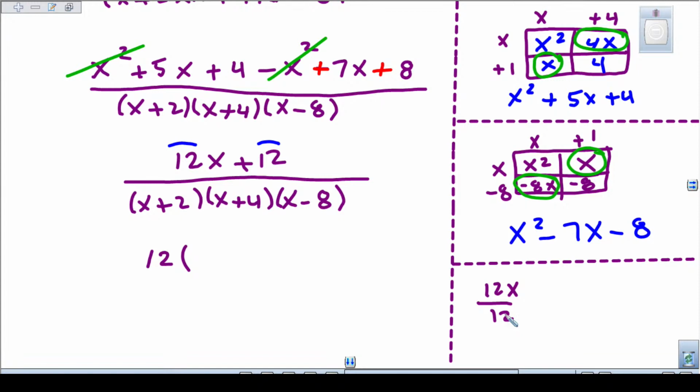So 12x divided by 12 is what we're trying to do here. How much is 12x divided by 12? Be careful. Yes, now we got it. Yep, that's correct. It's actually going to be x. So I have x. How about 12 over 12? Now you are correct. 12 over 12 is 1. So plus 1.